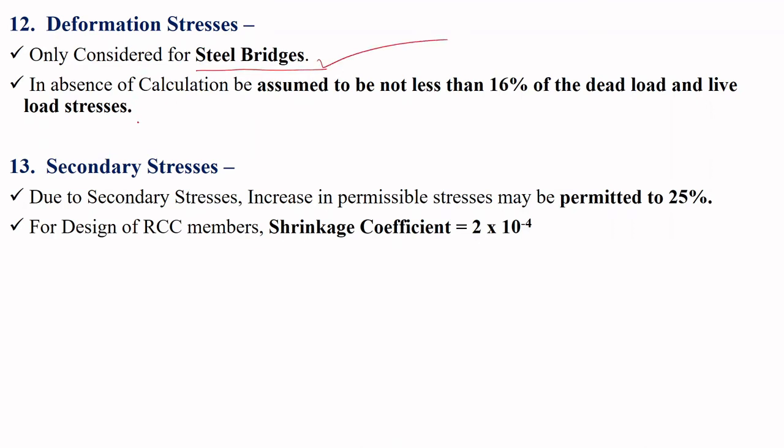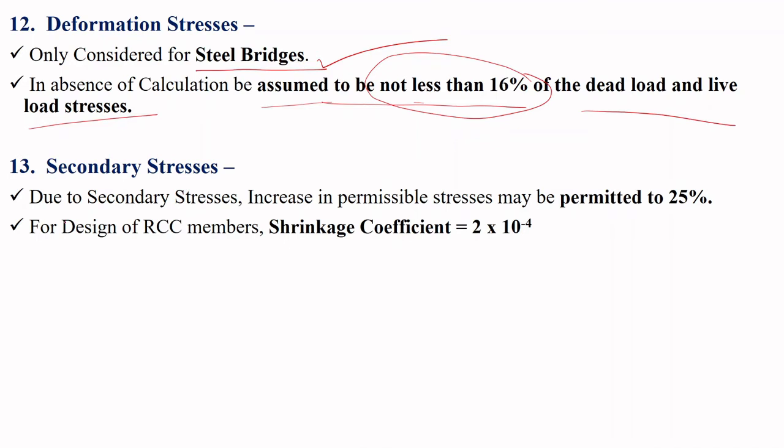Now let's suppose in the absence of calculation, we don't have enough data. Then how will we calculate the deformation stresses? For that purpose, the IS code has a provision that we assume them to be not less than 16% of the dead load and live load stresses. So this is the most important, or we can say there is one MCQ that can be framed on the deformation stresses.